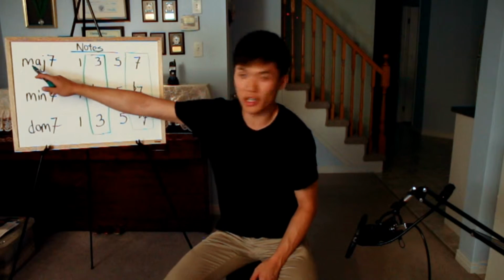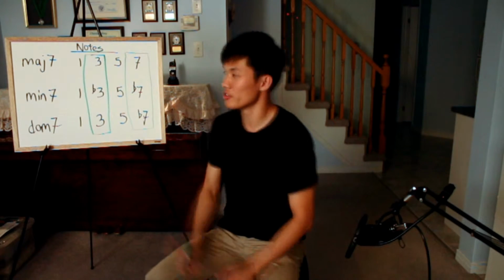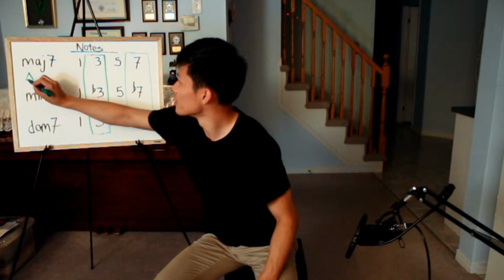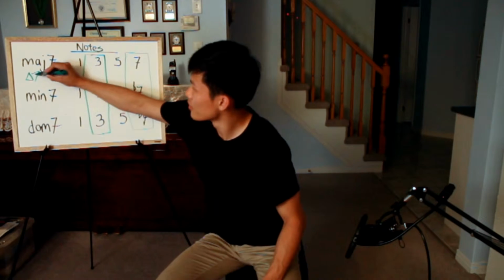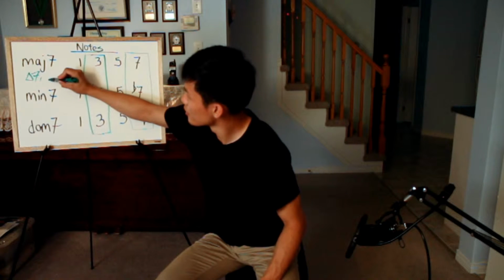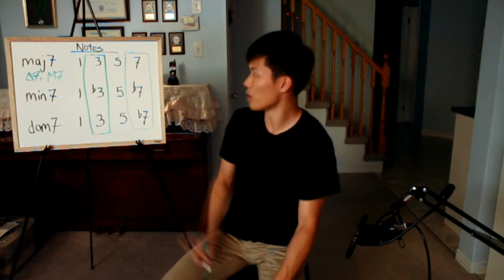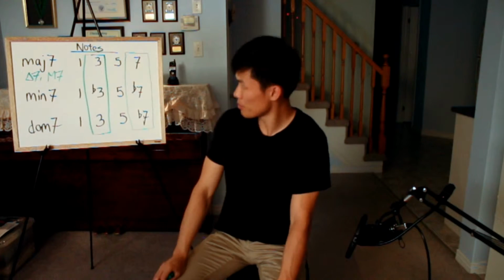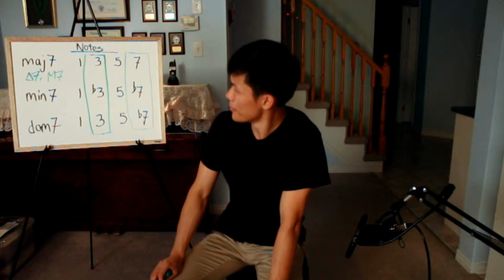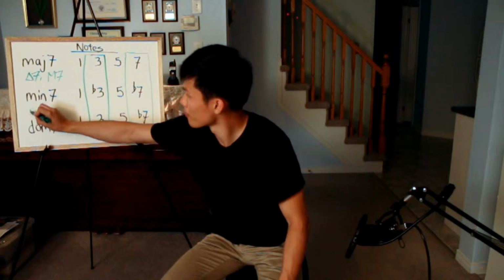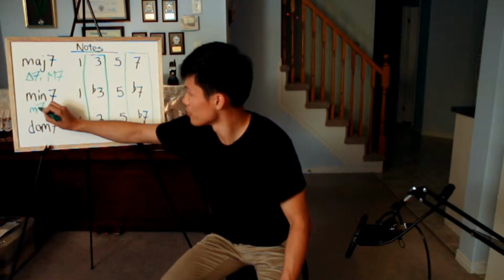You might see Maj7 stand for major 7, but people may also write it as delta 7, or capital M7. These all mean the same thing. I prefer to use Maj7 because it's the most straightforward. Another way to write the minor 7 is with the lowercase m, followed by a 7.